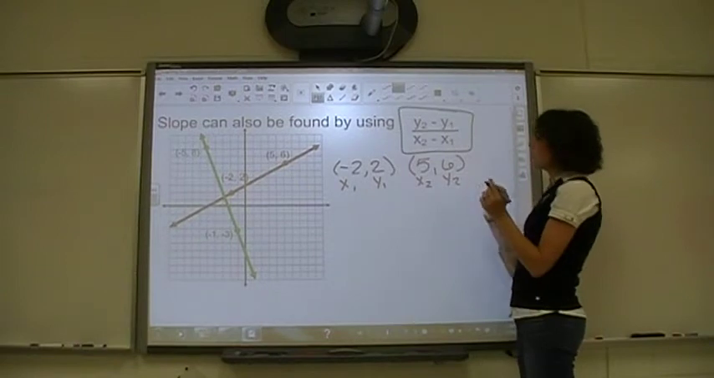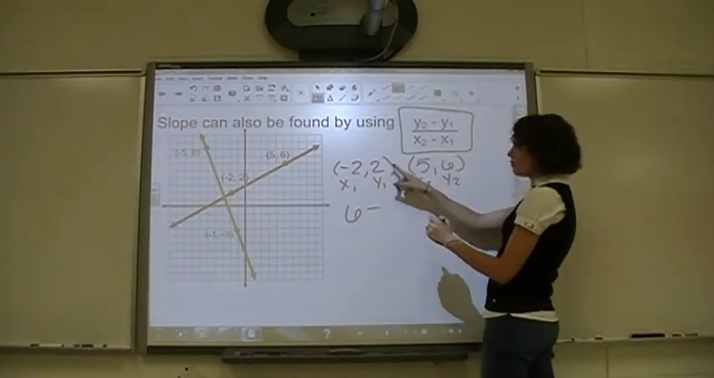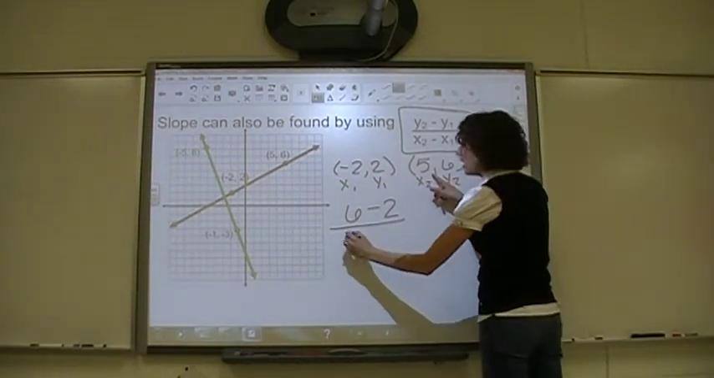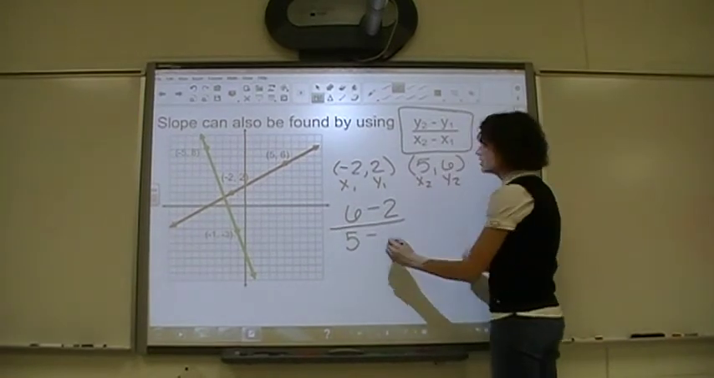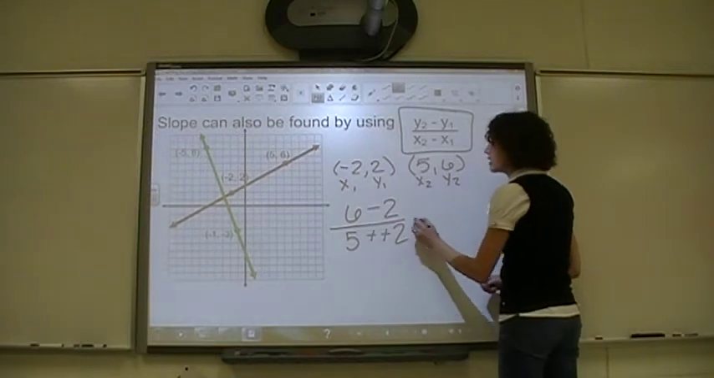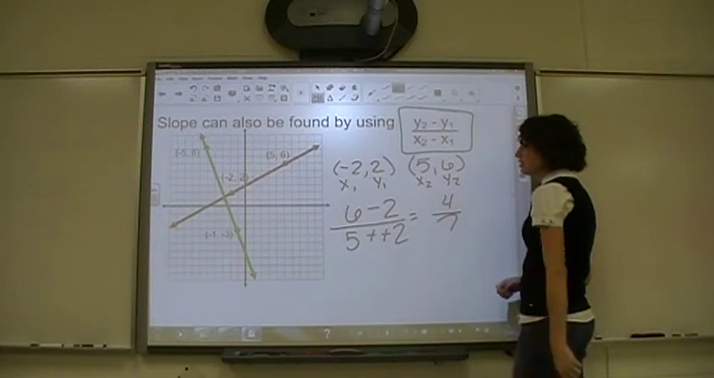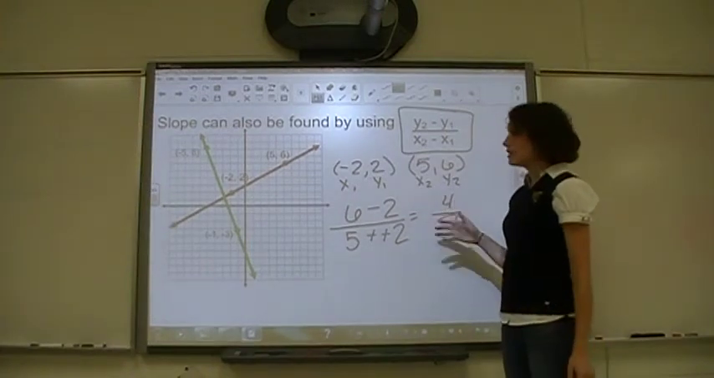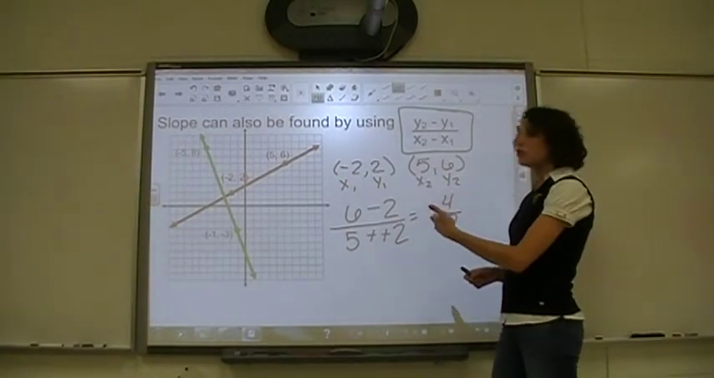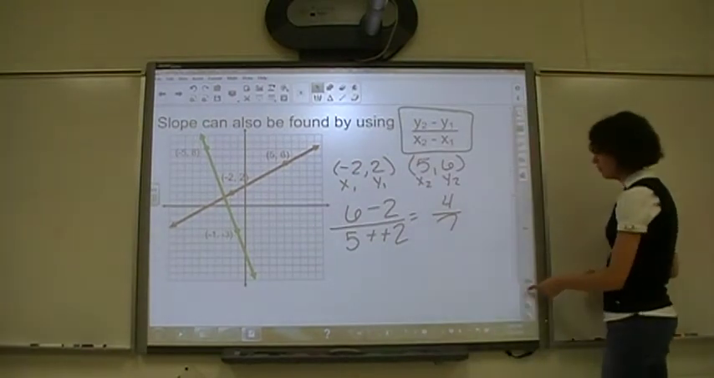So let's go ahead and plug it into this equation. You want y sub 2, which is 6, minus your y sub 1, which is 2, all over your x sub 2, which is 5, minus your x sub 1, which is negative 2. Yes, you do have to include that negative, and it becomes plus because it's minus a negative. So 6 minus 2 gives me 4, 5 plus 2 gives me 7. So my slope is 4/7, which is what the slope was of the red line last time. Again, if you were to do this for the green, you would get the same exact answer that you got for the last one too.